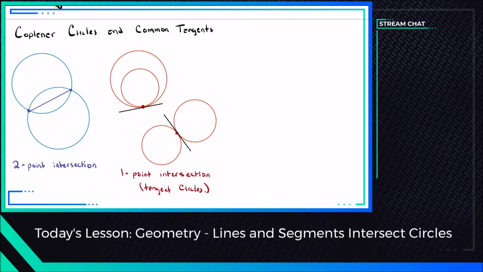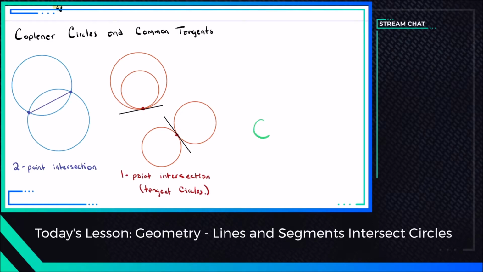And then finally, we can have no points of intersection. So that's just going to be two circles that don't intersect each other. So these two circles right there, those have no point of intersection.